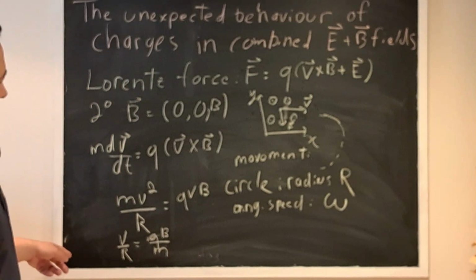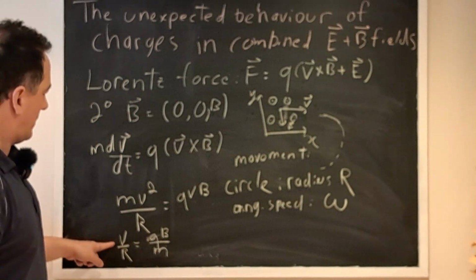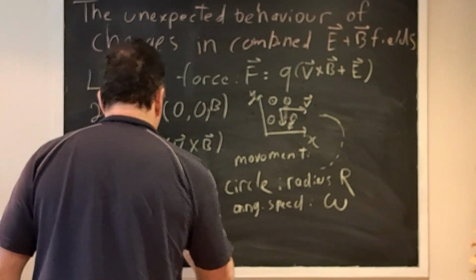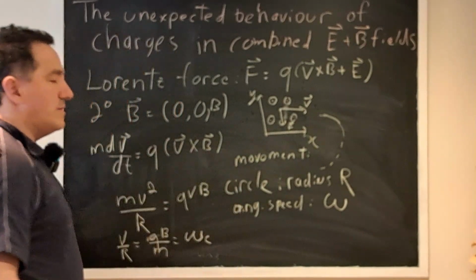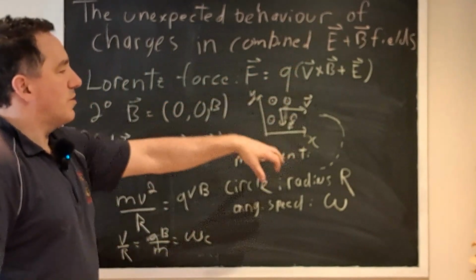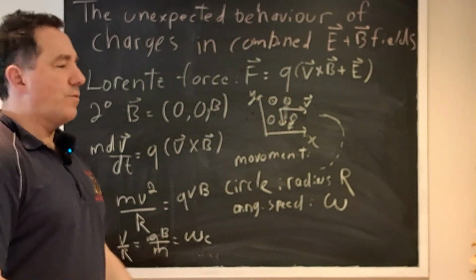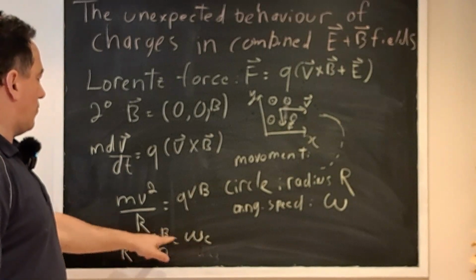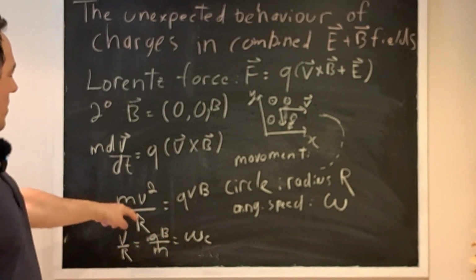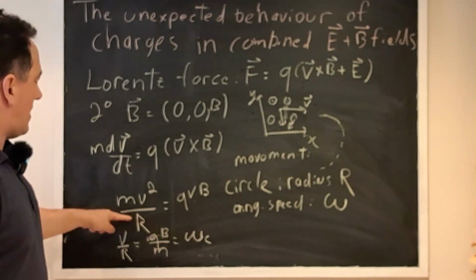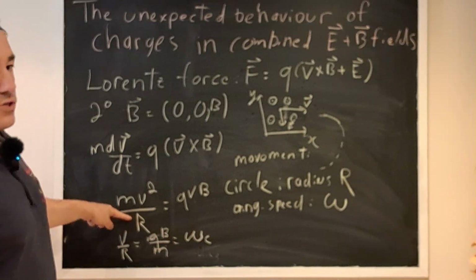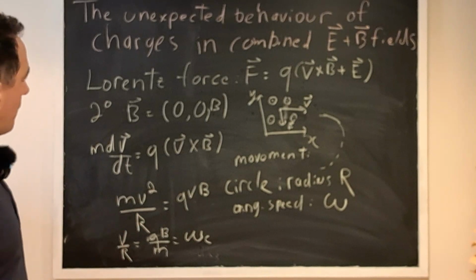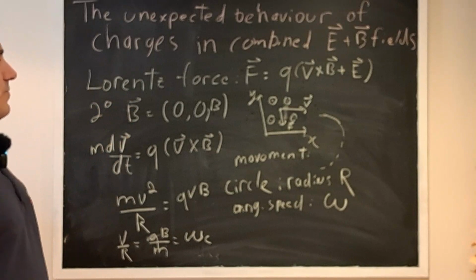And we know that this here is equal to the angular speed omega, and we call it omega c because the movement of these particles in a magnetic field is called the cyclotron movement. So here we have omega c equals q B over m, and we can plug this back into this and get, if we want, the radius of the circle, which I won't do here. You can do that as homework if you want. So that's the two movements that we have.